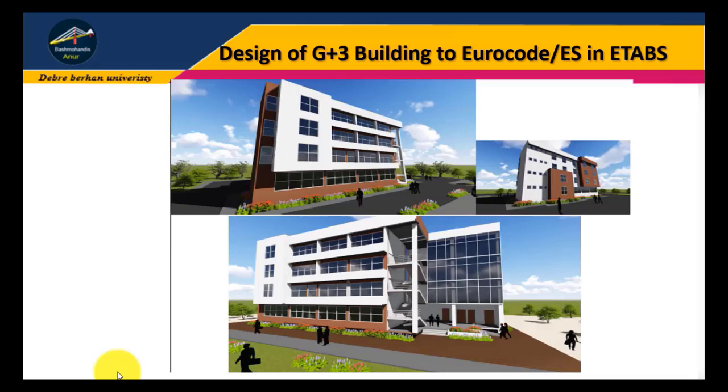In this video, I'm going to show you the design of a G+3 building to Eurocode or Ethiopian standard in ETABS. Okay, ዛሬ ደግሞ ETABS ውስጥ G+3 የሆነ ህንፃ which is reinforced concrete structure ETABS ውስጥ እንዴት ዲዛይን እንደምናደርግ step by step አሳያችኋለሁ ማለት ነው. Okay, as you can see, this is the architectural drawing of the structure. So you have the whole structure ETABS ውስጥ በቀላሉ እንዴት ዲዛይን ማድረግ እንደምንችል አሳያችኋለሁ ማለት ነው.